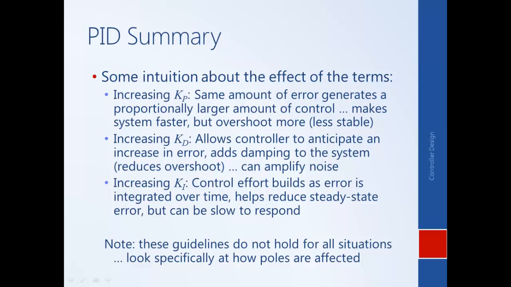A caveat is that these guidelines do not hold for all situations. So this is sort of the intuition that we built for a canonical second order system. A lot of this intuition will hold for other systems, but it doesn't necessarily hold if we have a system that's not a canonical second order system, if it's higher order, if it has zeros. So specifically we need to actually dig into the mathematics, look at how the poles move around, look at how the zeros move around to actually understand the true effect of the control gains.